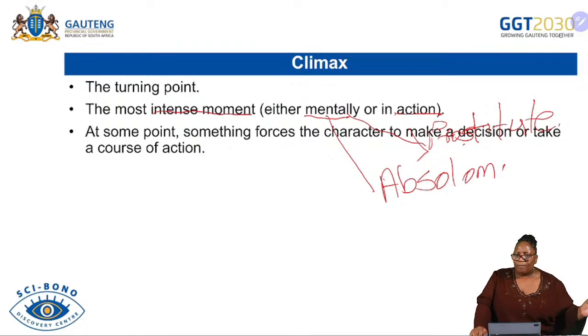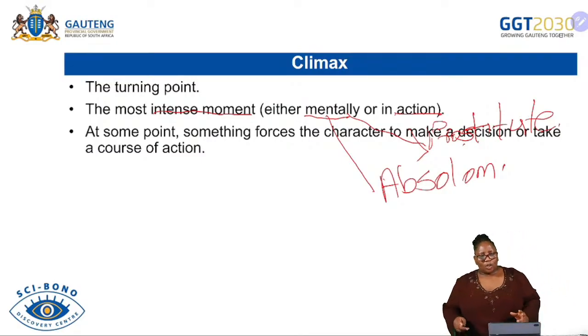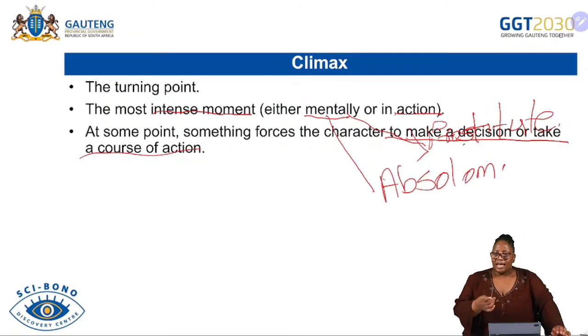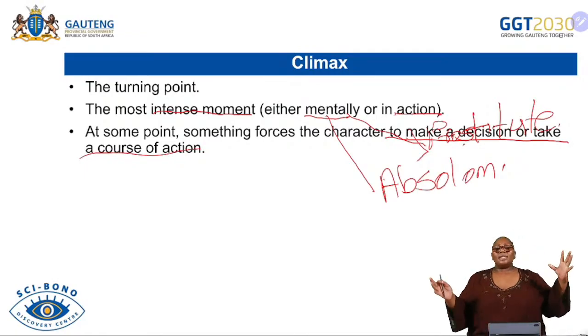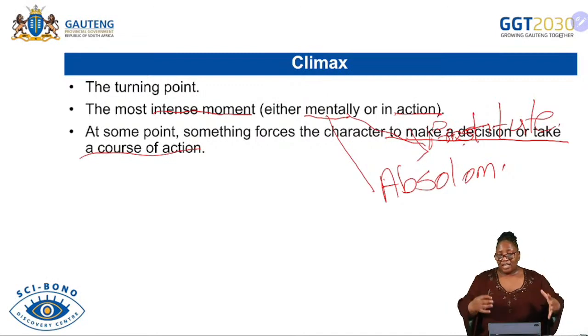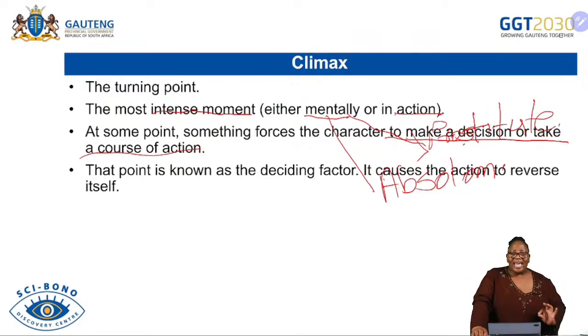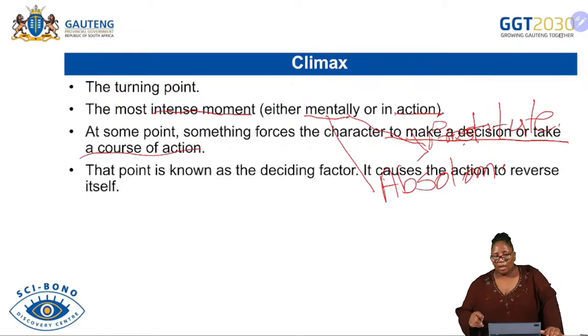So at some point, something forces the character to make a decision or to take a course of action. In the case of Mr. Khumalo, he makes several decisions. Remember, he left home. Now he is in Johannesburg. All these things come to him and he feels very sad about those. It is at this point where he must make decisions and the course of action reverses itself.